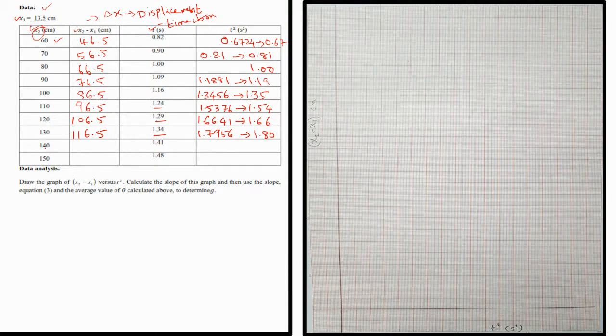Yes. So 140 minus 13.5 gives you 126.5. When you square 1.41, you will get 1.9881. Am I right? When you round this number, you will get 1.99. Yes. So when you come to the last value, 150 minus 13.5 gives you 136.5. When you square, you will get 2.19.